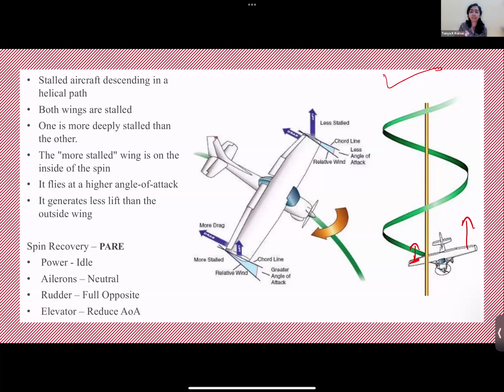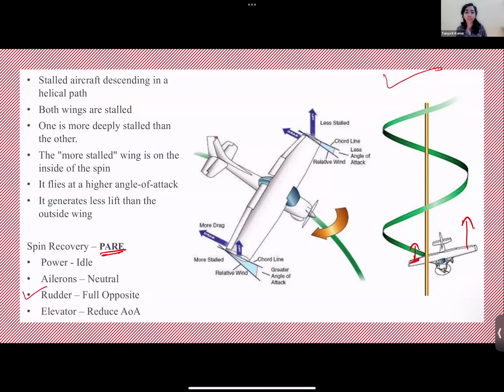Okay. And the protocol to follow for spin recovery is PARE. That is how you remember it. So first you're supposed to set the power to idle, so take off all the power to the aircraft. Then set your ailerons to neutral, right? And then you put your rudder in the complete opposite direction. So when they say primary control surface to recover from spin, it's this. This is mandatory. You have to put your rudder to the complete opposite direction.